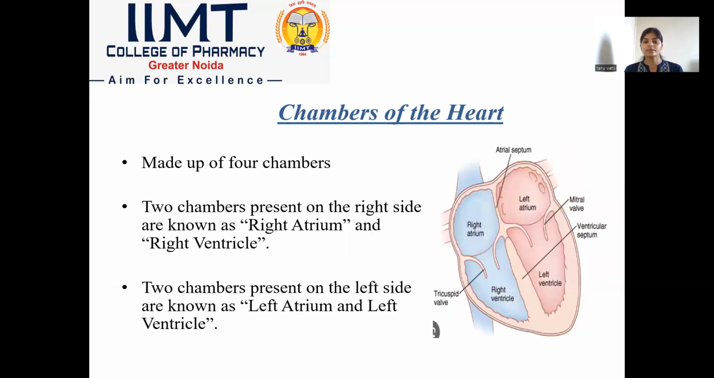Moving to the next slide. Chambers of the heart. Our heart is made up of 4 chambers. 2 chambers are present on the right side and 2 chambers are present on the left side. The chambers present on the right side are known as right atrium and right ventricle. Same as, the chambers present on the left side are known as left atrium and left ventricle.